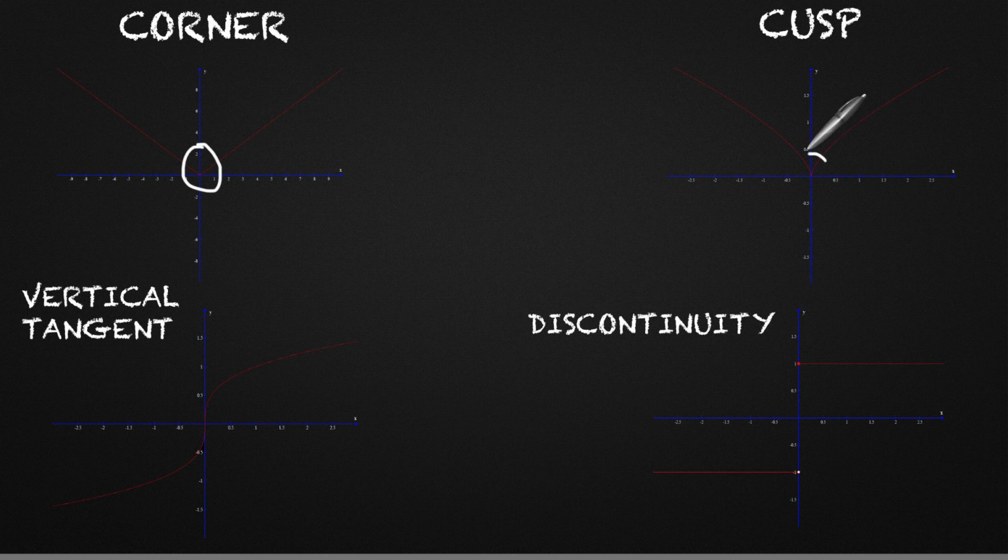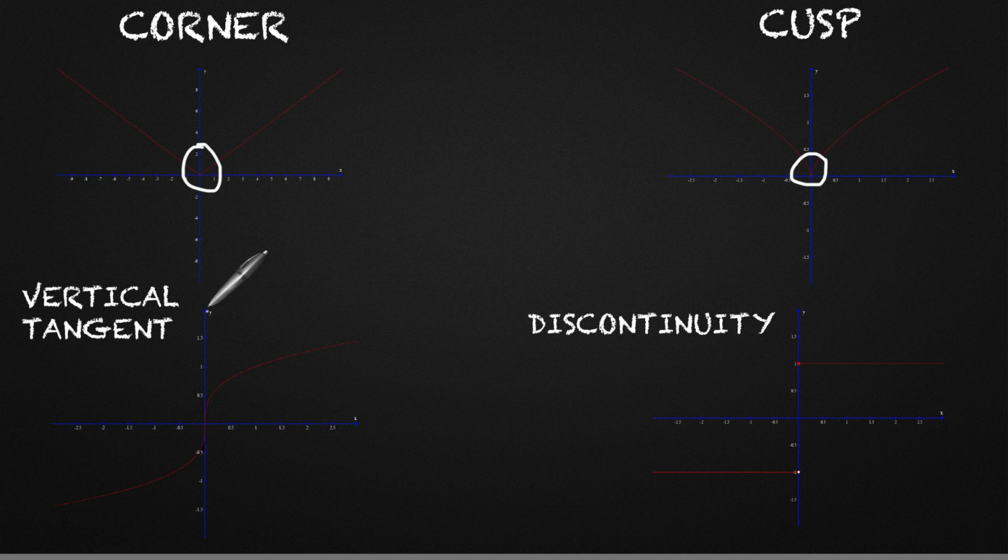Any cusp, which is similar to a corner, the derivative is not going to exist for the same reason, all right, because the slopes are not approaching the same value from both sides. Clearly, the slope here is approaching a negative value, and the slopes here are approaching a positive value, so that's not going to work.